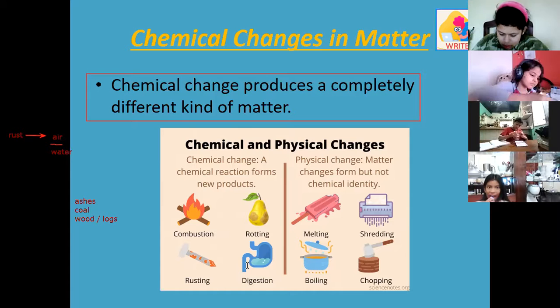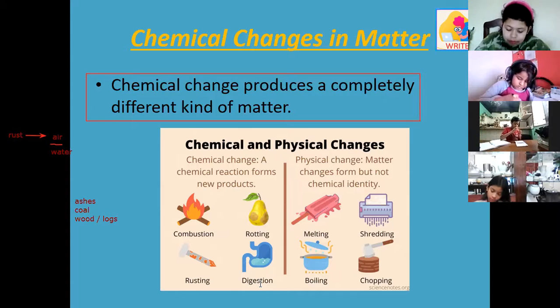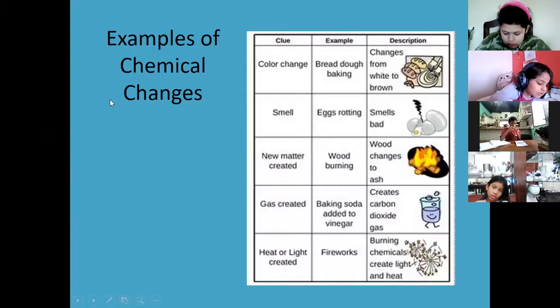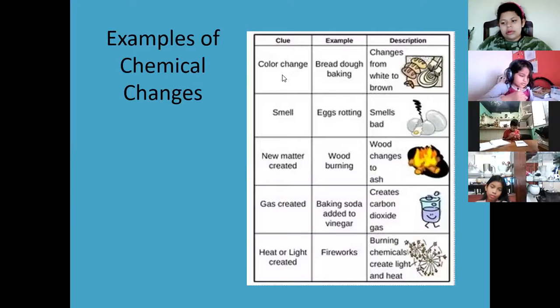Digestion is also a chemical change because we change the food we eat into energy. The energy is absorbed by our body and gives us, and that's how we can live. A physical change, we already reviewed that. It's something totally different. Now, examples of chemical changes. We have color change. That's a chemical change. Example, bread dough, bacon. Change from white to brown.